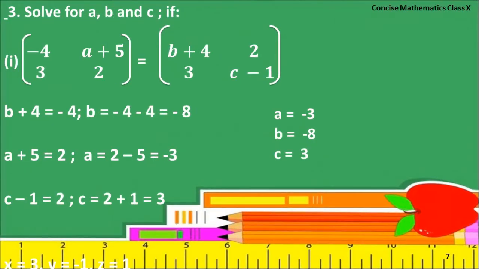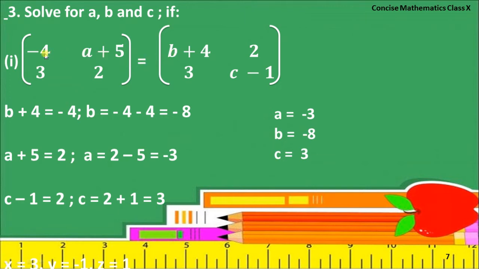Question number 3. Here we need to solve the values of A, B and C. Here also we have been given two matrices which are said to be equal. The order is the same. 2 by 2, 2 by 2. 2 rows, 2 columns. It is given in the question that these two matrices are equal. So we can equate the corresponding elements. Let us consider the first one.